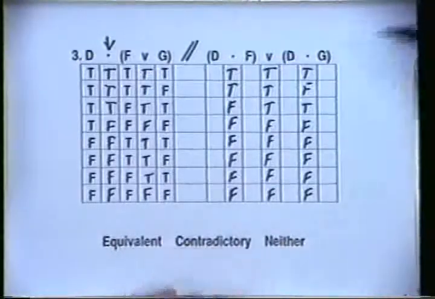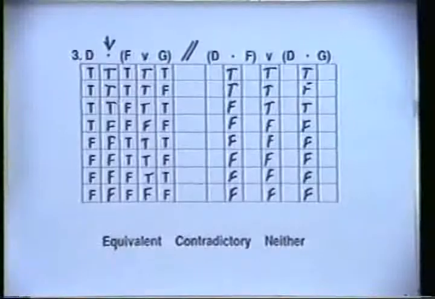All right, so we have, in effect, finished with the table, though we've abbreviated a bit, and now what we need to do is ask, are these sentences equivalent, are they contradictory, or are they neither? Well, two sentences are equivalent if they have exactly the same truth value, no matter what arrangement or assignment of truth values is given to their atomic components.